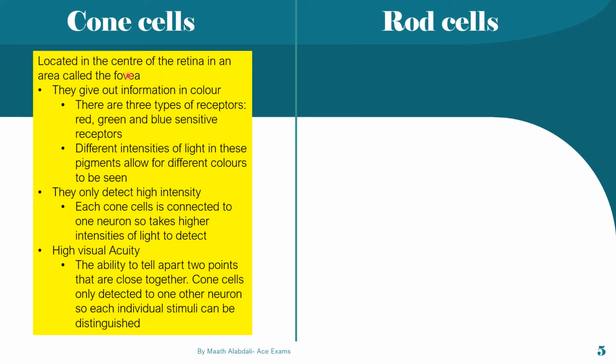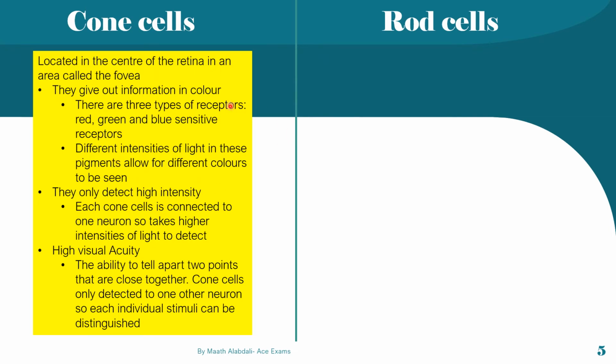The reason why they give out information in color is because there are three types of receptor: the red sensitive receptor, the green sensitive receptor, and the blue sensitive receptor, and these are the three primary colors. As we know from key stage 3, the primary colors can combine to give different colors, and therefore, as I mentioned in this point, different intensities of light in these three pigments allow for different colors to be seen.